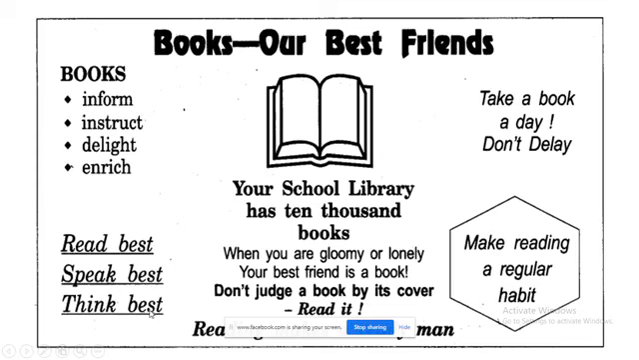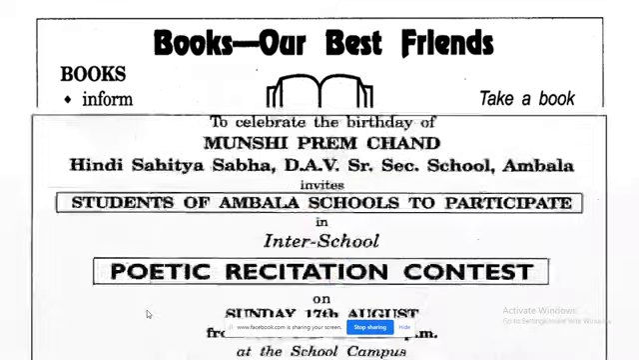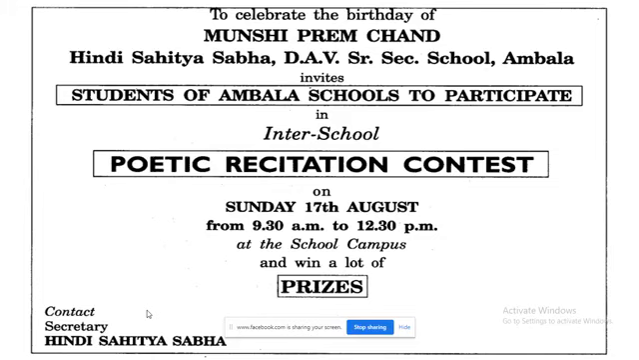See here, read best, speak best, think best. Catchy slogan and jingle. So here is a poetic recitation contest. Date, time, place. Issued by, why, and everything, the information you can read. To celebrate the birthday of Munshi Premchand, Hindi Sahitya Sabha, DAV Senior Secondary School Ambala invites students of Ambala School to participate in inter-school poetic recitation contest on Sunday 17th August from 9:30 to 12:30 p.m. at the school campus and win a lot of prizes. Contact. Here contact is same like organizer and issuing agency. See date, time, place is given because it is an event.